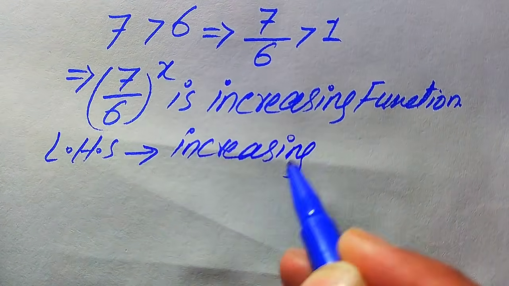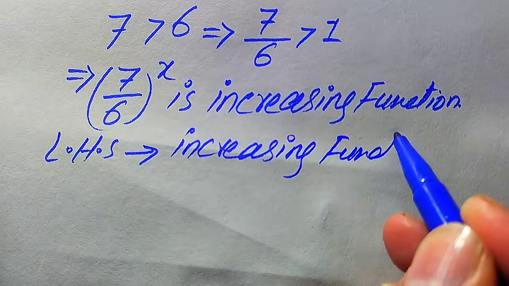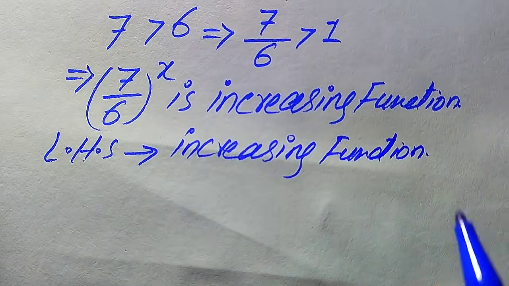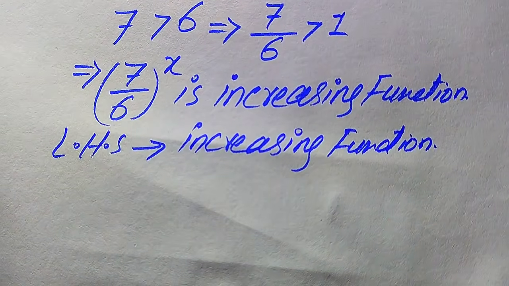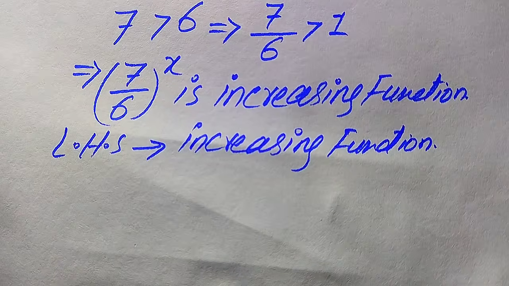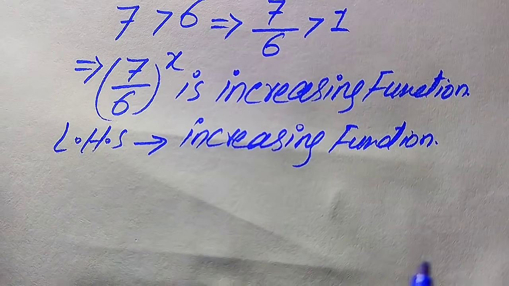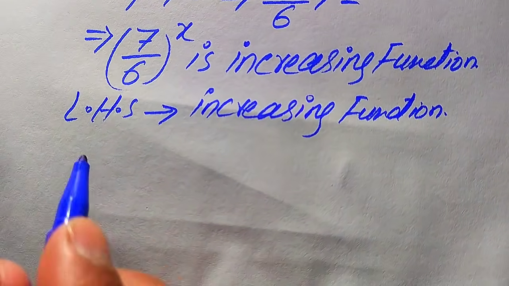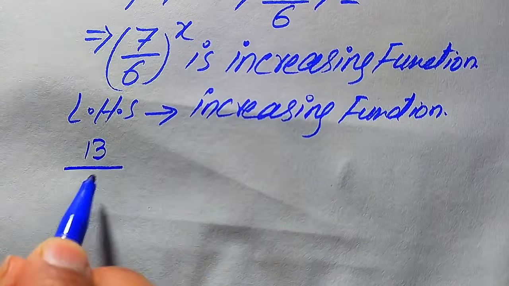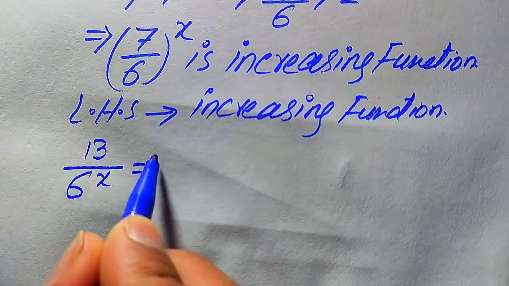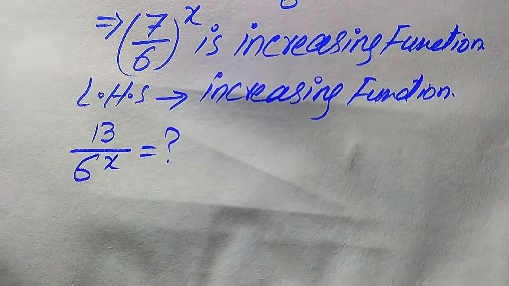Okay, so here first we need to check both of the sides, which one is increasing or decreasing, and then we make the graph of this equation and we get the values of x. Now we need to check our right hand side, and here we copy down the right hand side, which is 13 over 6 to the power of x, and first we check whether this is increasing or decreasing.